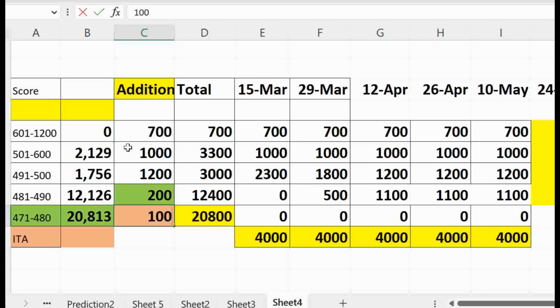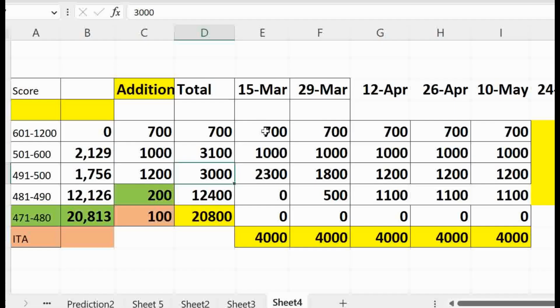Now if we total these figures, then on 15th of March we will have some 700 candidates in the top slab. On 15th of March in the 501 to 600 slab we should have around 3100 candidates. Then in the 491 to 500 slab we should have around 3000, in 481 to 490 12,500, and in 471 to 480 20,800.